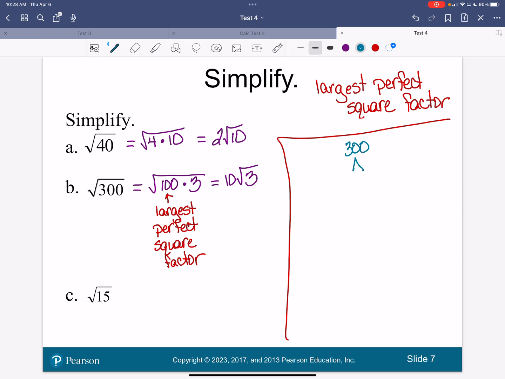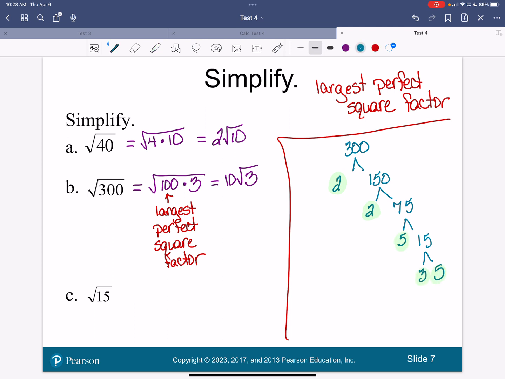I know that 2 goes into 300, so I'm going to say 2 times 150. 2 goes into 150, so I have 2 times 75. 2 doesn't go into 75, but what does? Good, 5, and then I'm left with 15. What does 15 break down to? 3 and 5. So now that's my prime factorization.